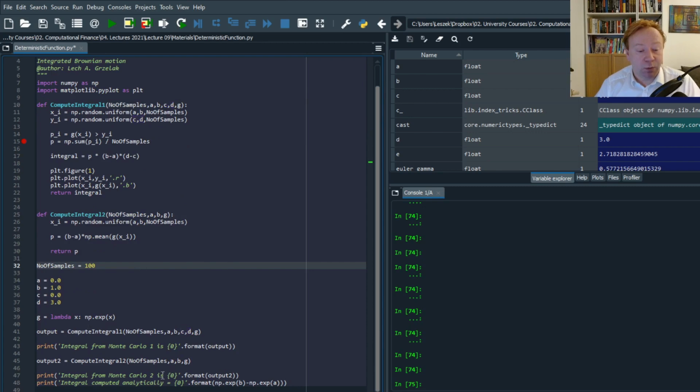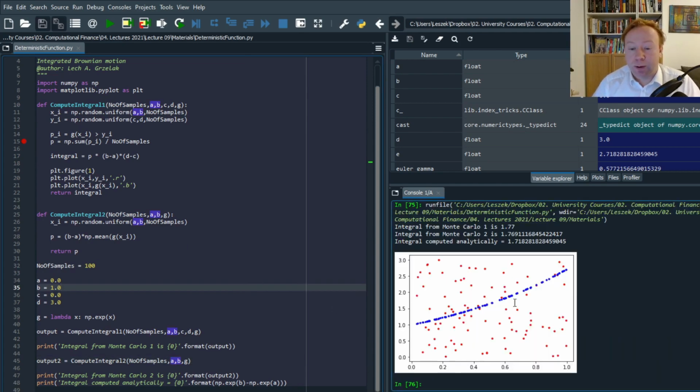Once we have that, we perform the second integration, you see only with 2 arguments, and then we plot some outputs. So let's run the code. Here is some information: the value from the first integral is 0.77, the second integral 0.76, and this is the analytical expression. And here you can see the curve versus the samples.